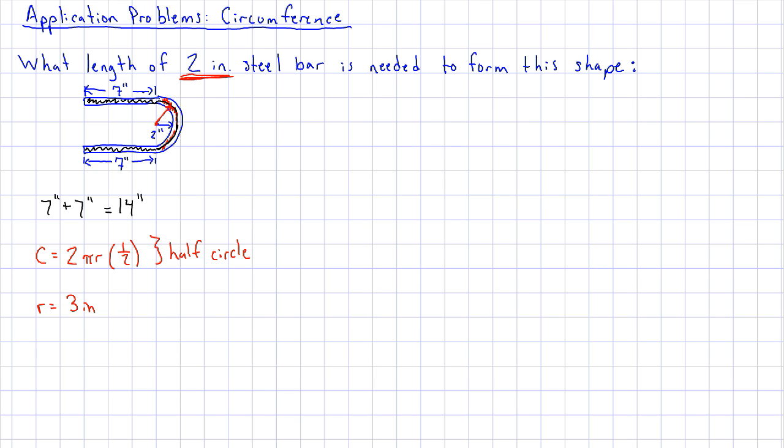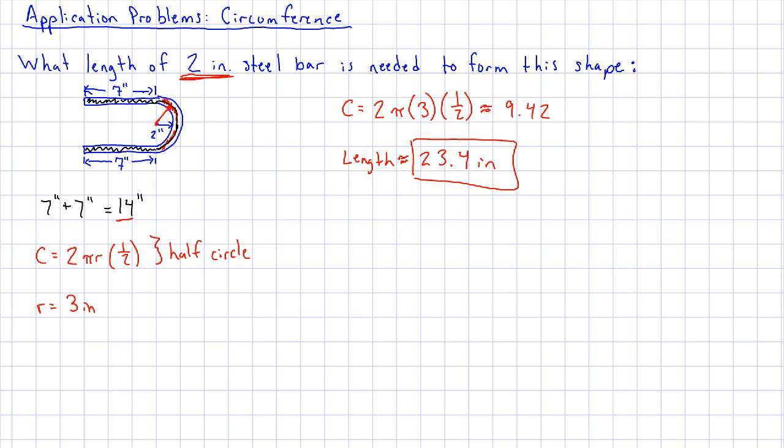So the circumference of this half circle is going to be 2 pi times 3 times that 1/2. And when I plug that into my calculator, I get about 9.42. And then I need to add to that my original 14, and I end up with the total length needed will be approximately 23.4 inches. And that is how you approach a problem like this, where you have a steel bar that has a width and you're using it in a circumference problem.